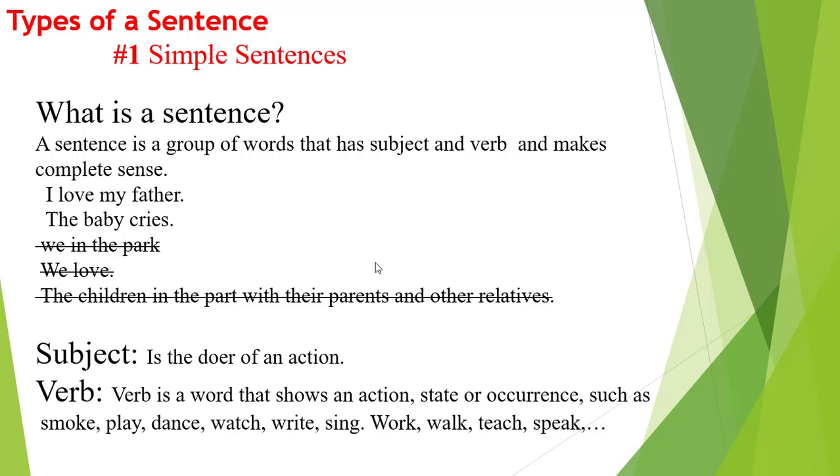Okay, the sentence is incomplete. Subject. What is a subject? We have already discussed that the subject is the doer of an action. Verb is a word that shows an action, state or occurrence, such as smoke, play, dance, watch, write, sing, work, walk, teach, speak, and many others.